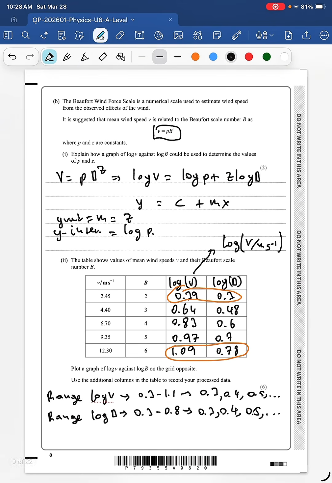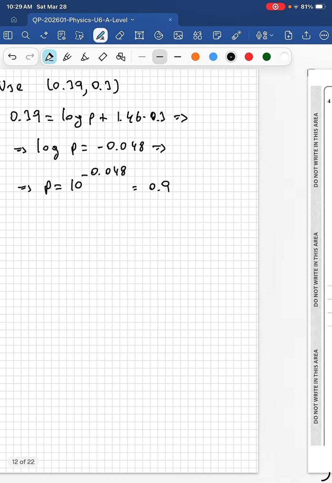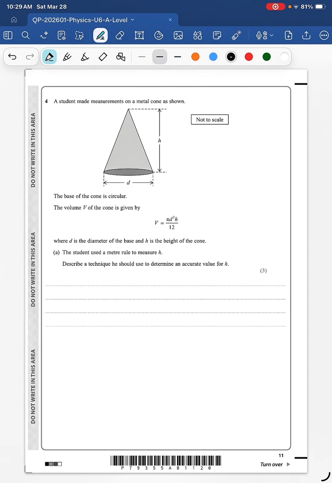It kind of solves itself if you know how to do basic logs and stuff like that. All right, let's move on. Question 4. A student made measurements on a metal cone as shown. So we see the cone there. The base of the cone is circular. The volume V of the cone is given by V equals pi d squared h over 12, where d is the diameter of the base and h is the height of the cone. The student used a meter rule to measure h. Describe a technique he should use to determine an accurate value for h.